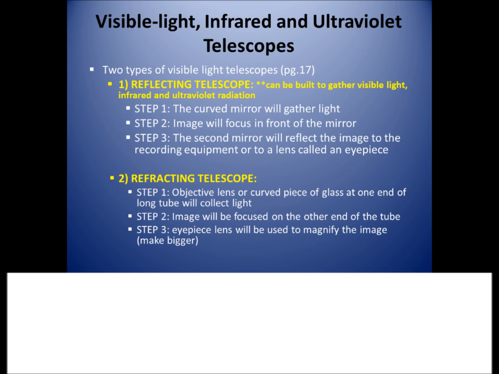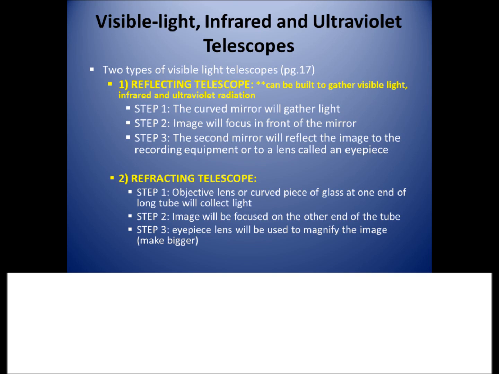The reflecting telescope operates in three steps. The first is that the curved mirror will gather the light. The second step is that the image will be focused in front of the mirror. And the third step is that a second mirror will reflect the image to the recording equipment or to a lens called the eyepiece lens, and then we are able to see the image.